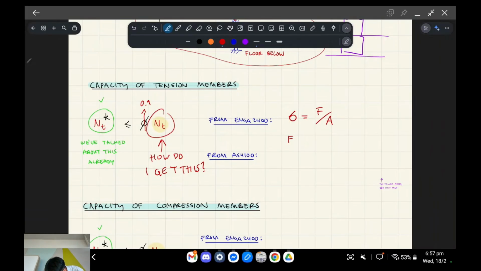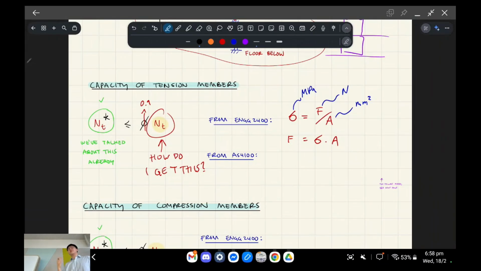If we want to rearrange this for force, it's stress multiplied by area. So let's just give these some units. Let's say this is in newtons, and this is in millimeters squared. This would be an MPa. So now we're going to deal with this in MPa, this in millimeters squared, and we have something in newtons, right?